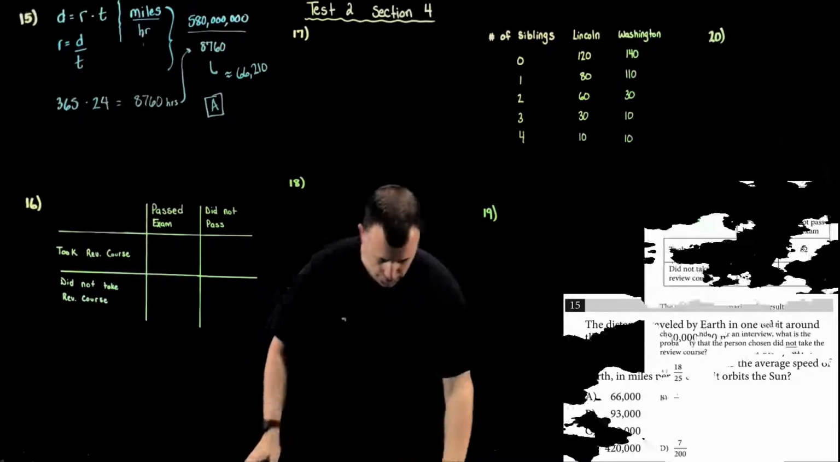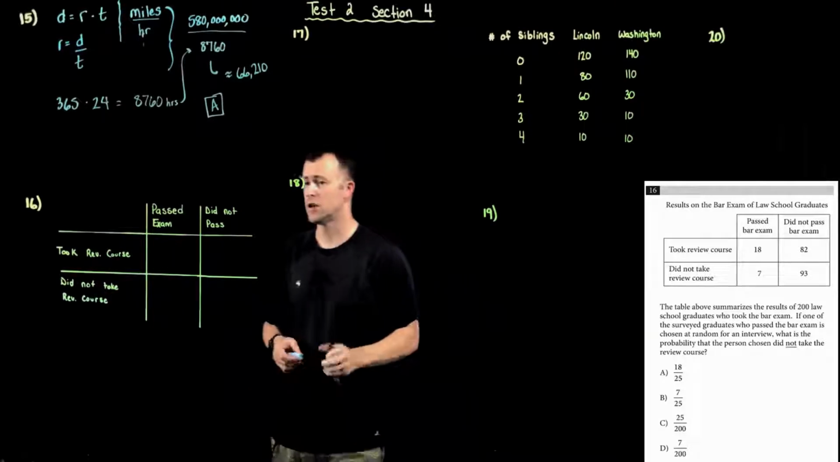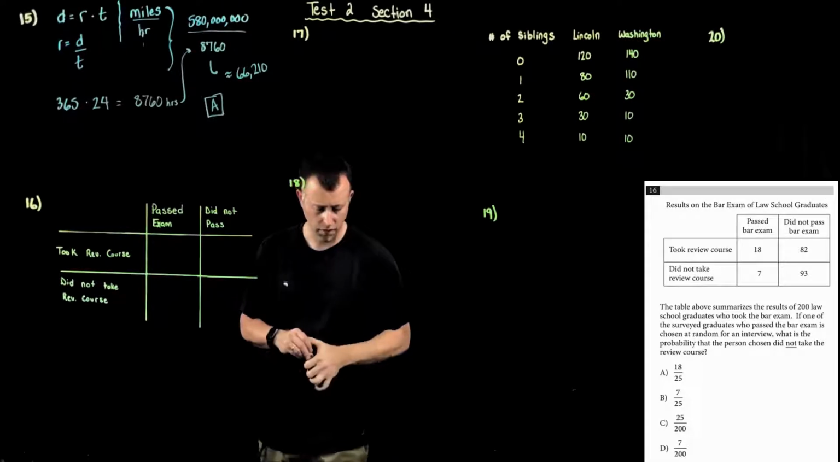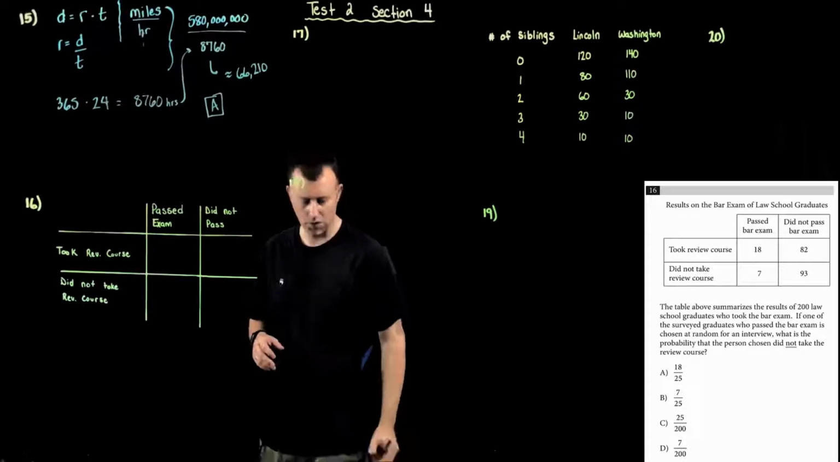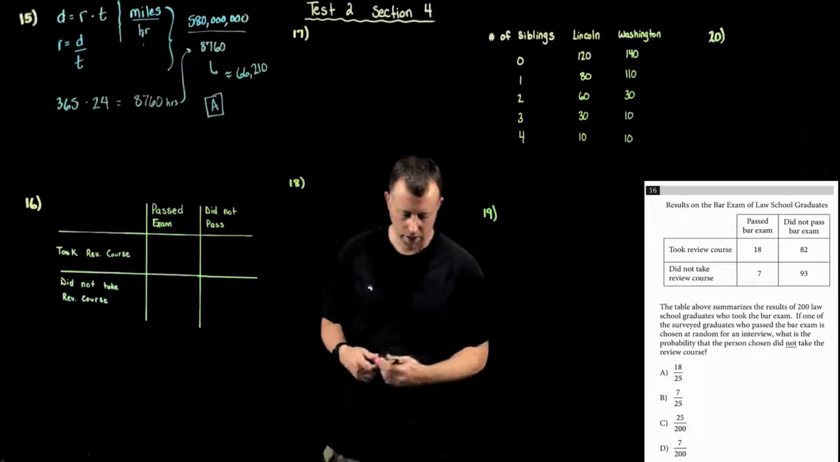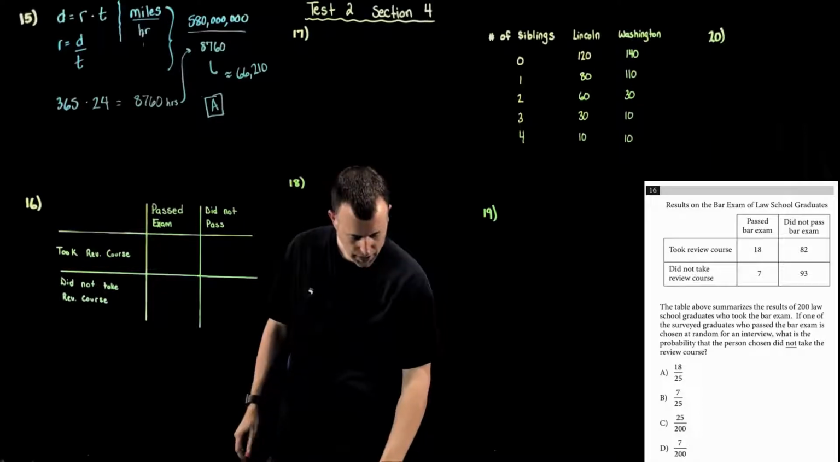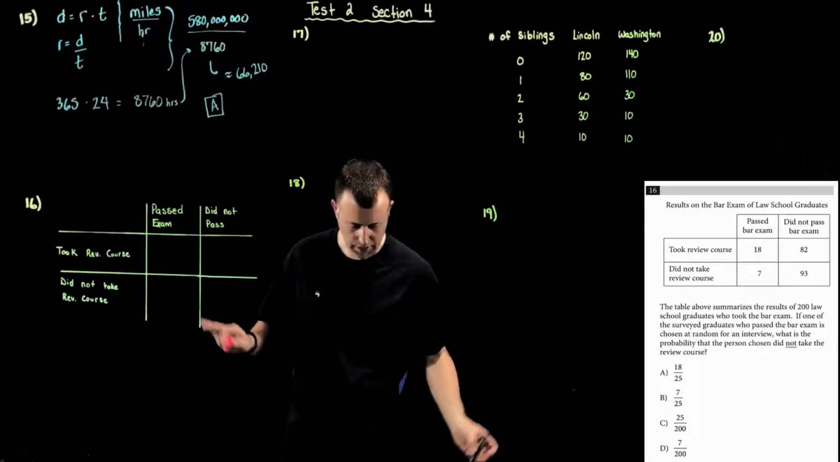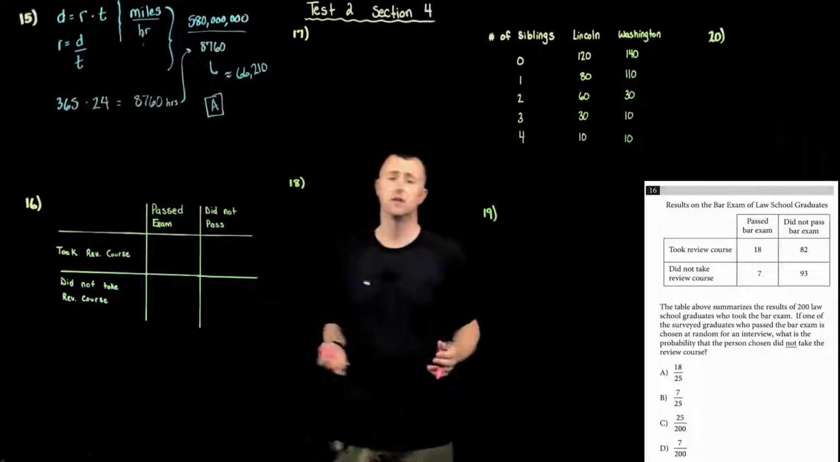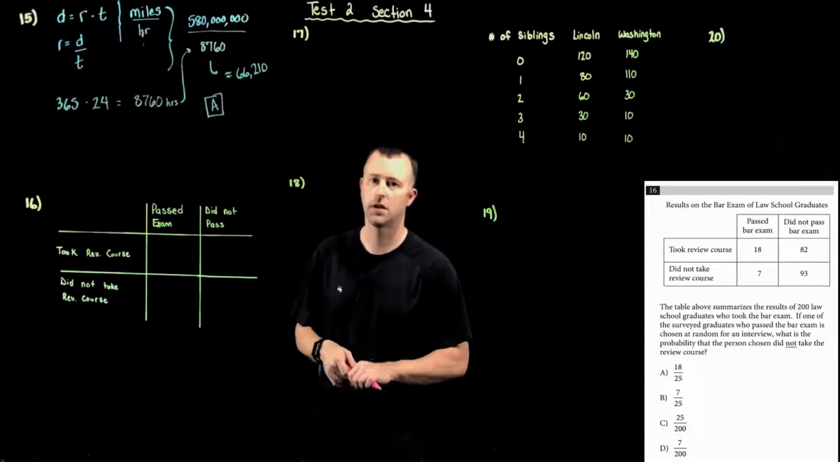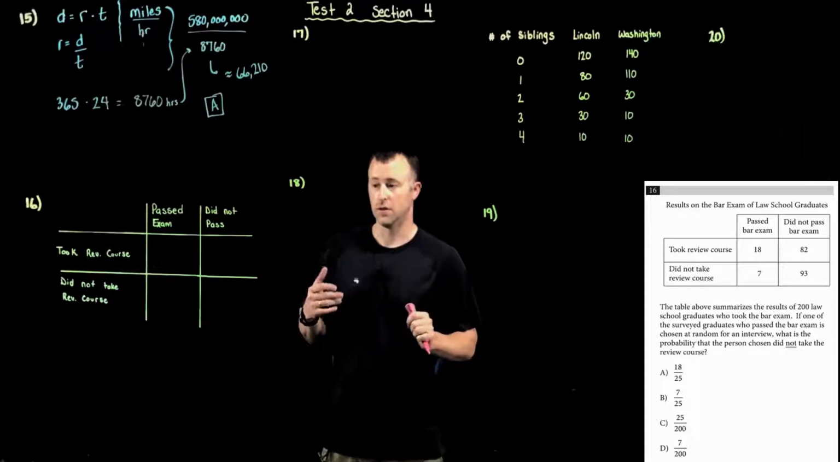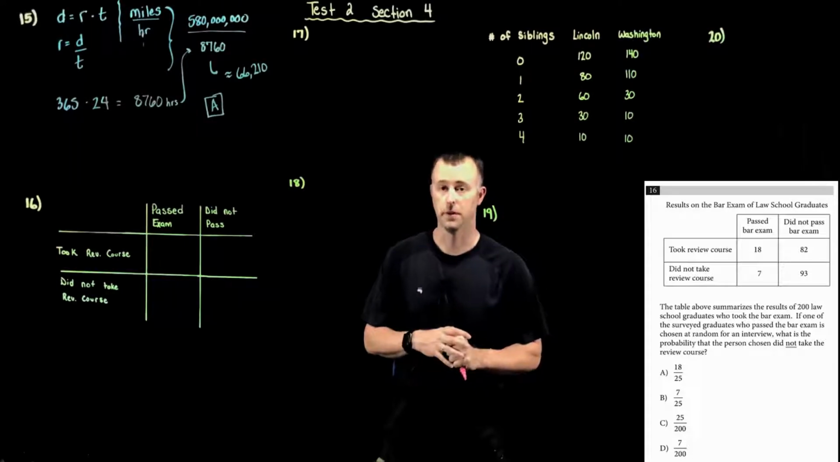So that's 15. 16 is giving us a chart. They're telling us how many students have passed an exam and did not pass an exam based on if they took a course or not. So we're looking at a review course. I don't have to read this whole chart. It's a two-way frequency chart. If I see a two-way frequency chart, there's a good chance they're going to be asking about, and that's what they're doing here, probability.